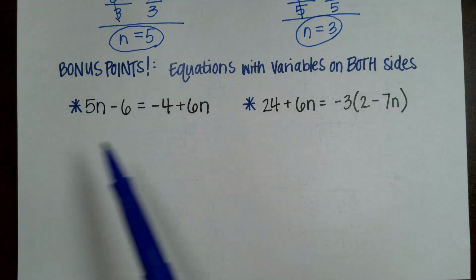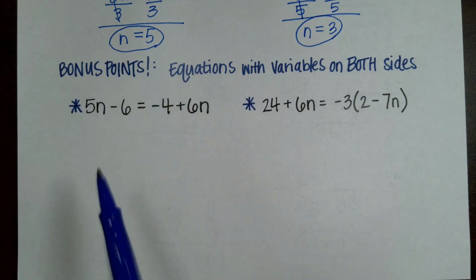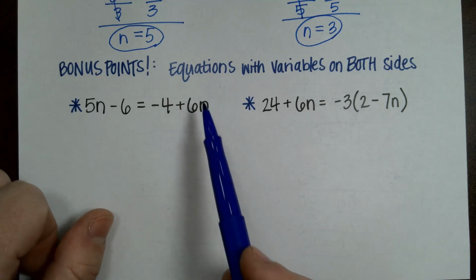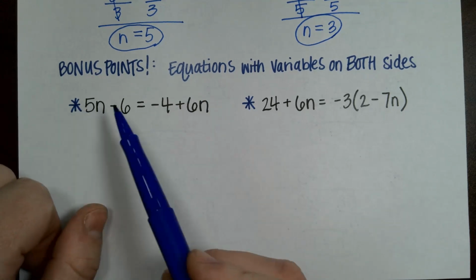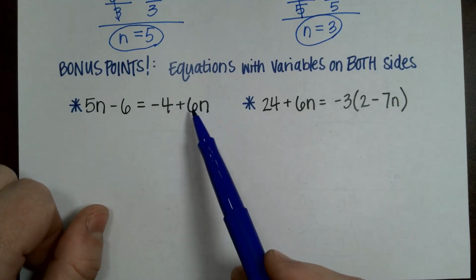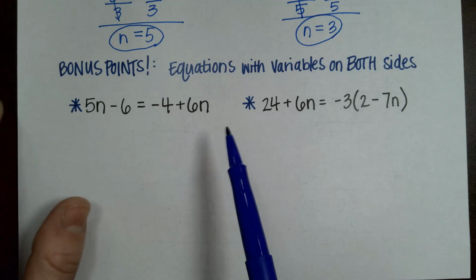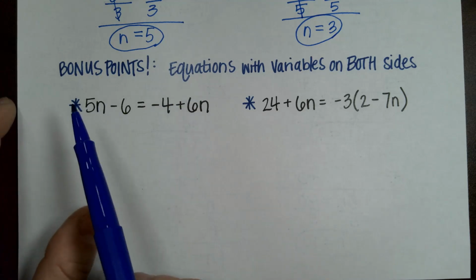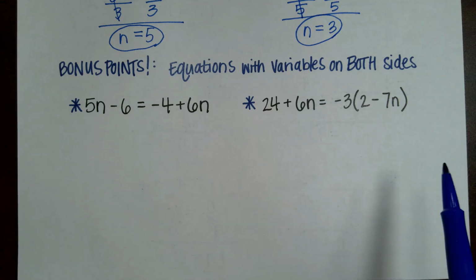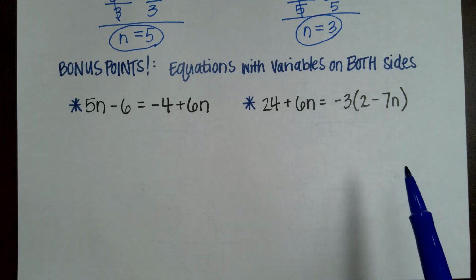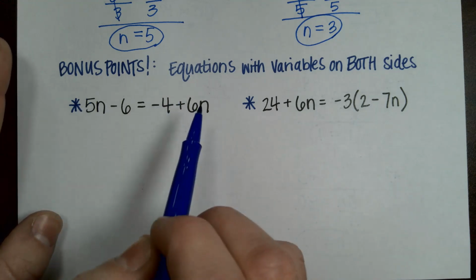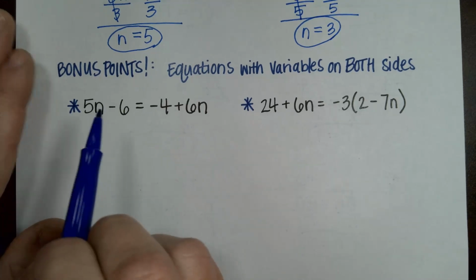So what is different about this kind of problem? Yes, I have some like terms here that need to be combined. I have 5n on one side and I have 6n on the other side. So whenever we have an equation with variables on both sides of the equal sign, what do we need to do first? We can't divide just yet. The like terms. Yeah.